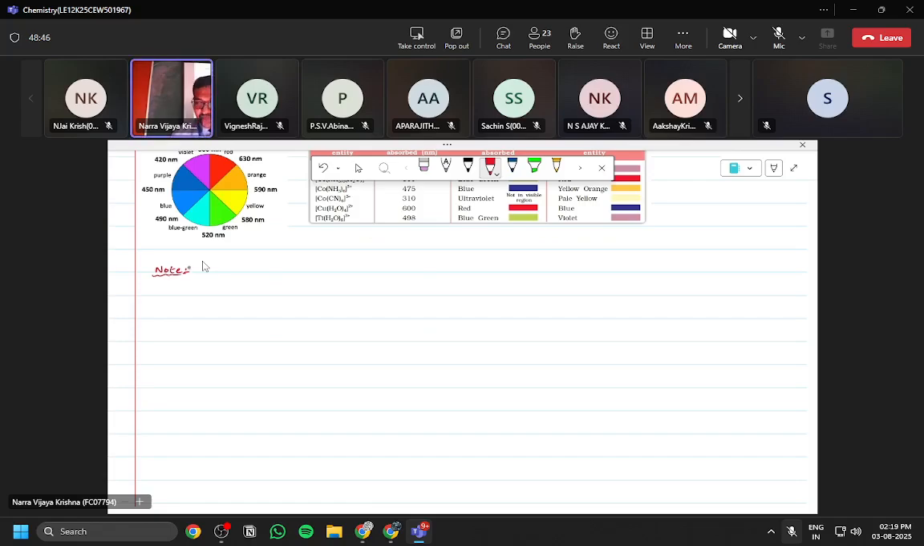Now note. If there are no ligands, somehow if I have managed to remove the ligand, then what happens to the color of the complex? What happens to the splitting? It vanishes. Then all orbitals become degenerate. Therefore, color should vanish. Right?